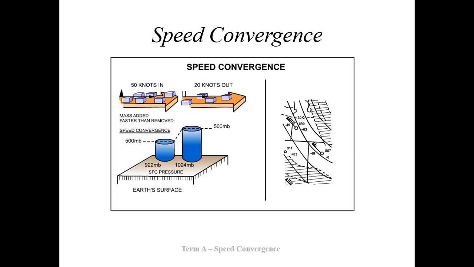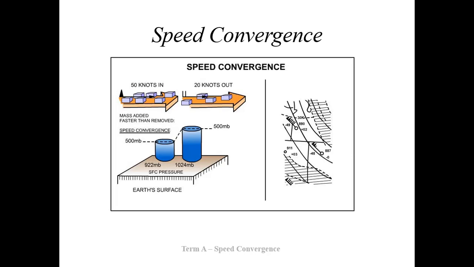You'll notice the 500 millibar surface on this image, how it actually rises up or gets higher in the atmosphere. You notice the pressure changes all the way up to 1024 millibars. So usually speed convergence, any type of convergence in the upper levels of the atmosphere, is associated with surface high pressure, sinking air motion, generally good weather.